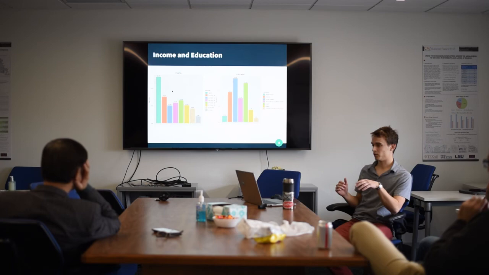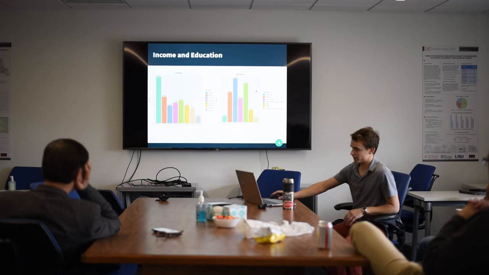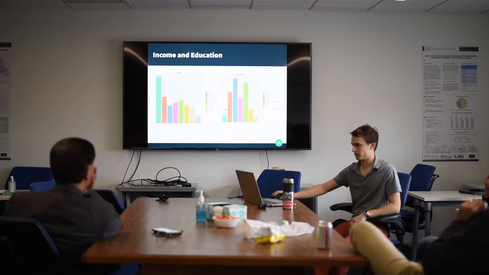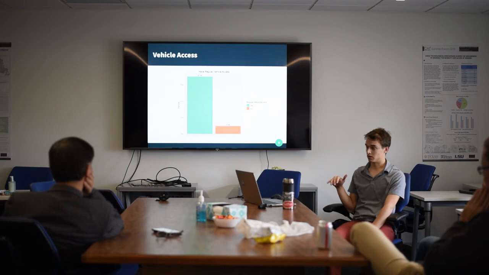They get paid for taking the panel surveys, so it's probably people trying to pick up a little extra income. And then education, most people were in the some college to bachelor's degree range. And this basically matches pretty well the education distribution in the general population. And then vehicle access, this was surprising. Overwhelmingly, the people who took our survey have regular vehicle access.